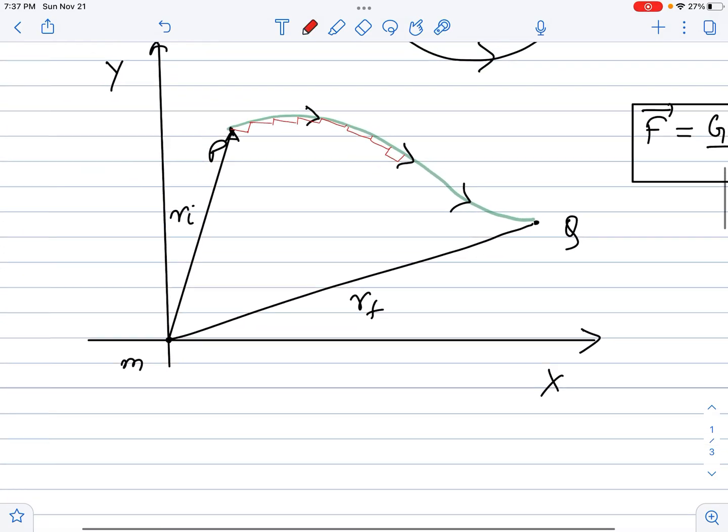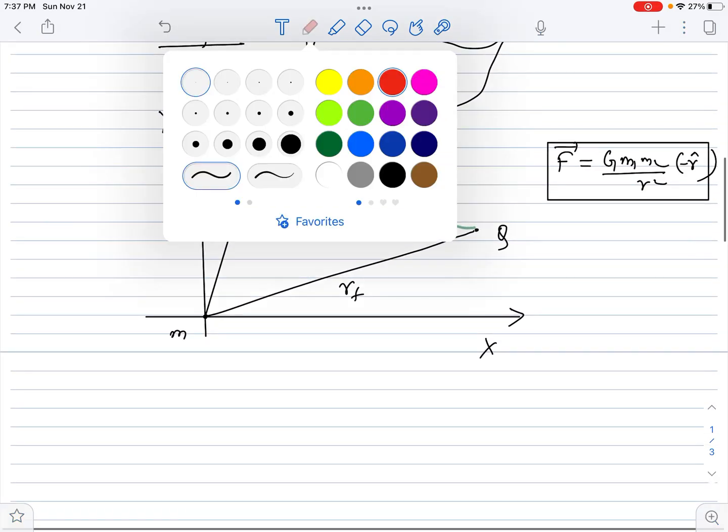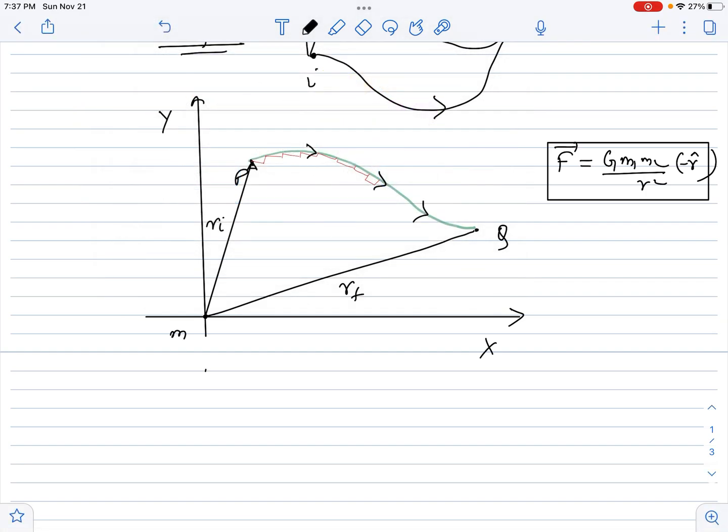Now, if you want to know what is the work done by the gravitational force, you will say dW, the work done over a small displacement, is F dot displacement. What is the value of displacement here?